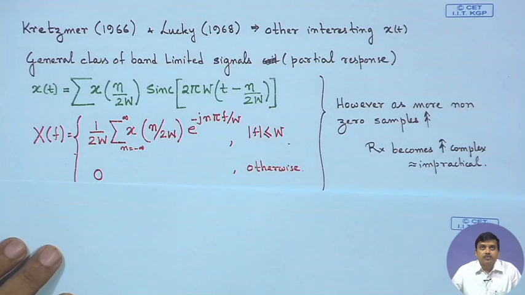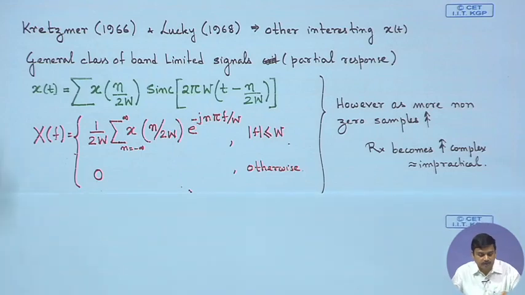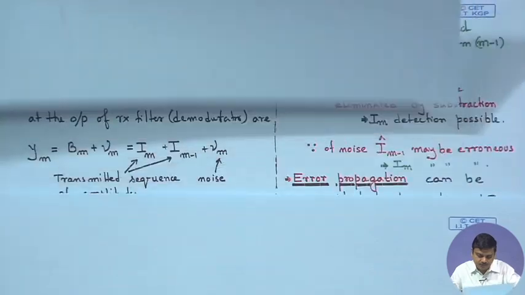Kretzmer and Lucky, they produced other interesting pulse shapes, but they are pretty complex. So, we would restrict ourselves to the study of duobinary signals as discussed in the previous picture.